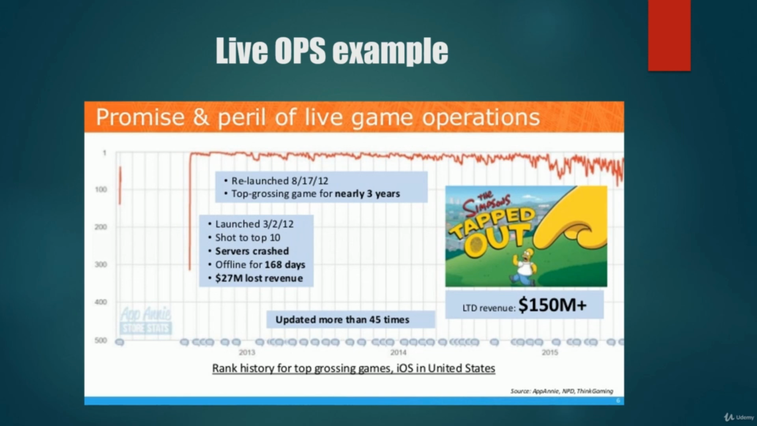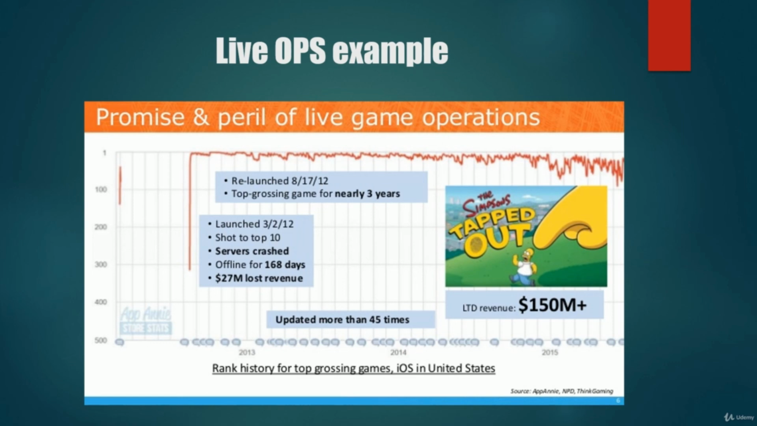It's a free-to-play game. But when it was launched in March of 2012, it went straight to top 10, but then the servers crashed. The servers couldn't hold the load of the gameplay. And it was offline for 168 days after this initial success because it had to be kind of remade in many ways to be fixed, to be actually working. It's estimated that it lost about 27 million in revenues.